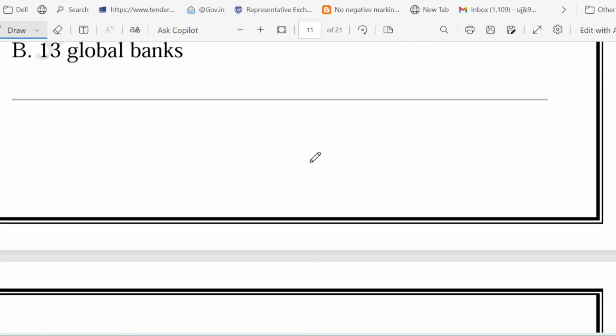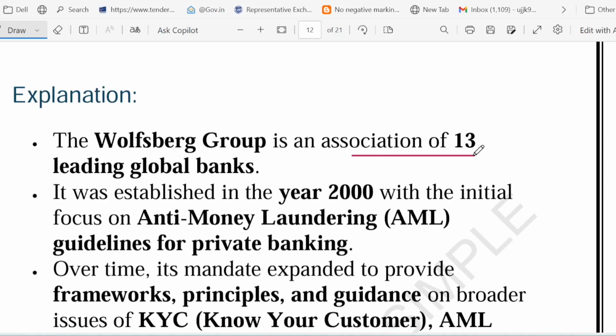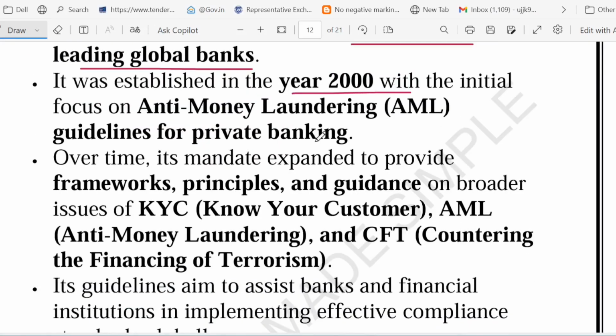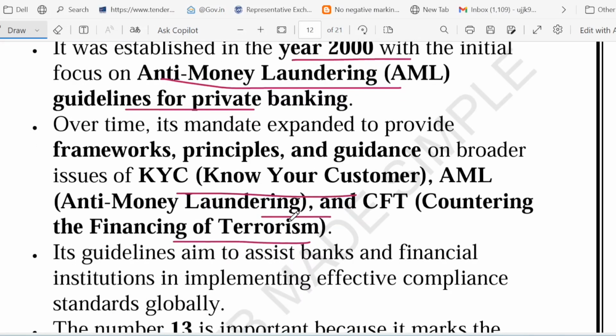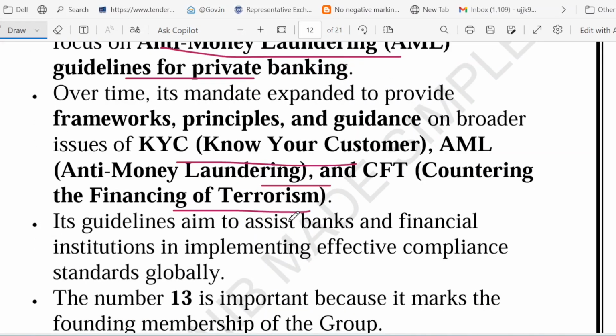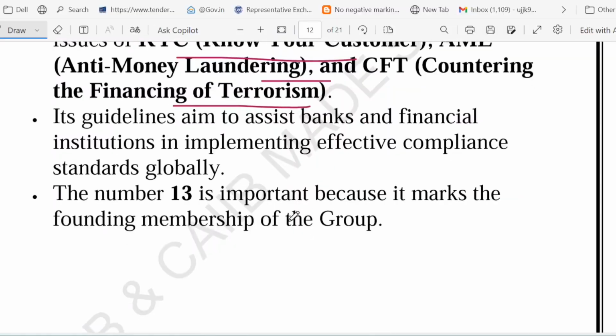Let's quickly summarize the key points. It is an association of 13 leading global banks. First point, it was formed in the year 2000. It focuses on anti-money laundering, KYC, and terror financing, CFT, countering the financing of terrorism. Whenever you see this in the exam, remember 13 banks fight financial crime together.